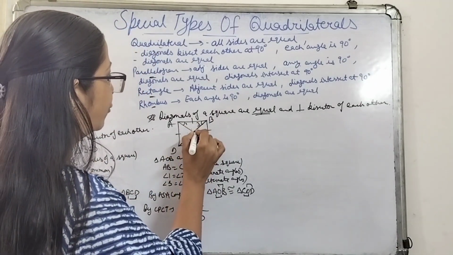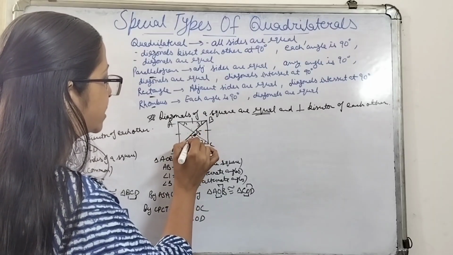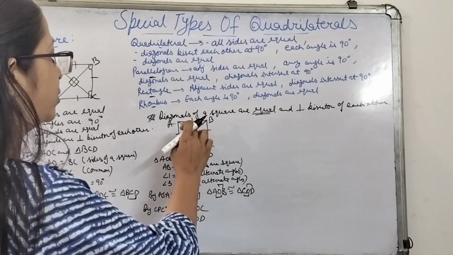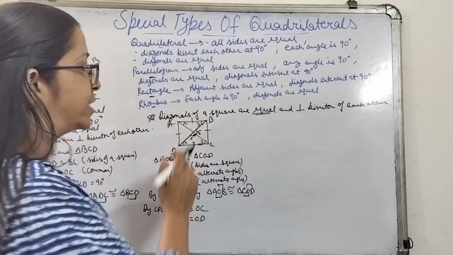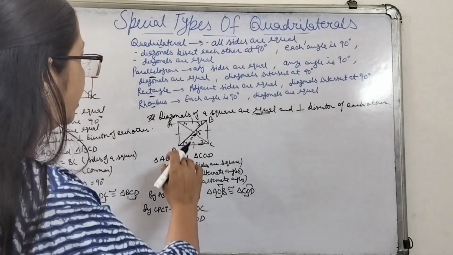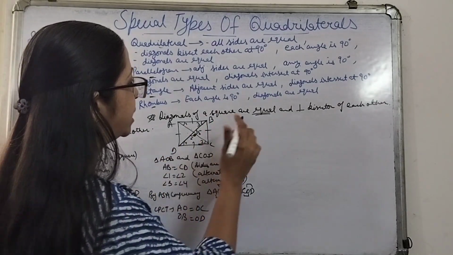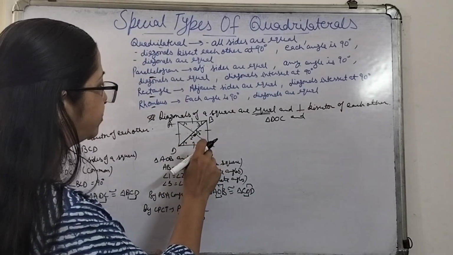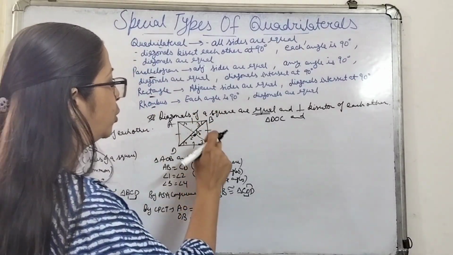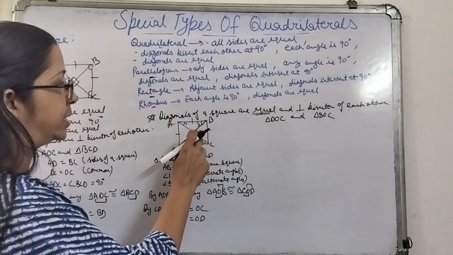If this is your angle 4, already 4 is there. So this is 5 and this is your 6. Then we need to prove that all these angles will be 90 degree. If these are 90 degree, we can easily prove that the rest will also be 90 degree. Now we'll be considering triangle DOC and triangle BOC. These two triangles we are considering.